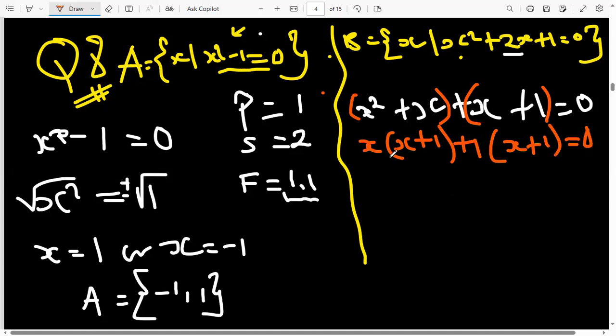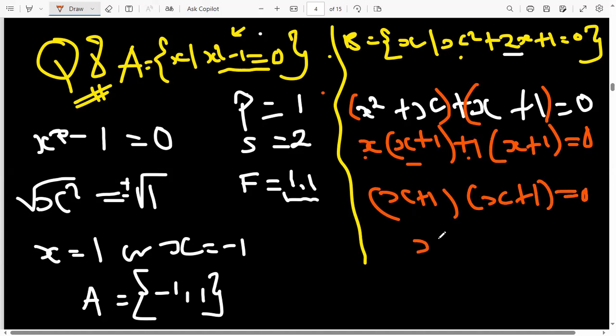0. So now our factors will be this one and these two that are outside, because these are common here. So we are going to have x plus 1, and then we are also going to have x plus 1 is equal to what? 0. So if I equate any of these to 0, I'm going to get my x is just minus 1. So it means this set B here is just a set that contains one element, which is minus 1.